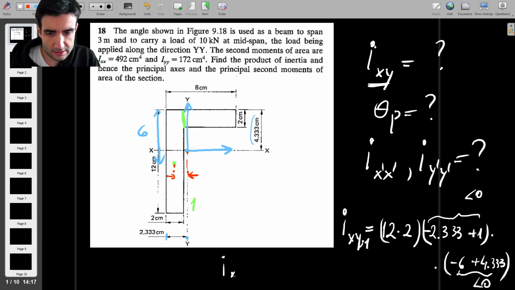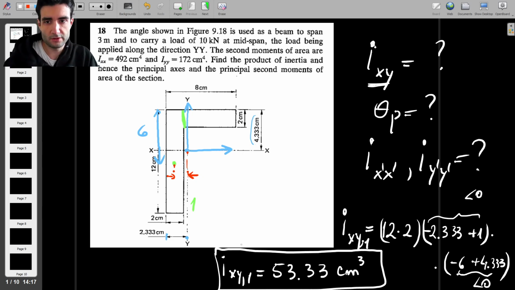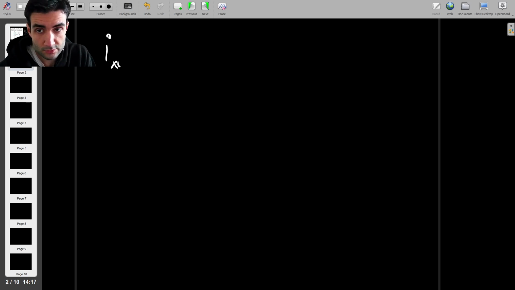So IXY for section 1 is going to be equal to the x coordinate, 1.33, times 6 minus 4.333, and then times 24. This one is 53.33, and that is centimeters to the power 3. So that's the product of area of the tall section, and now we're going to do that for the second section.